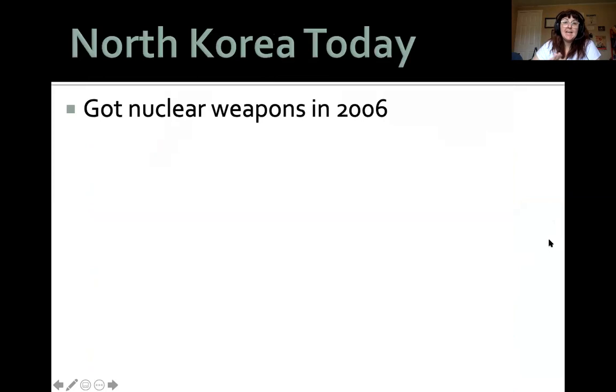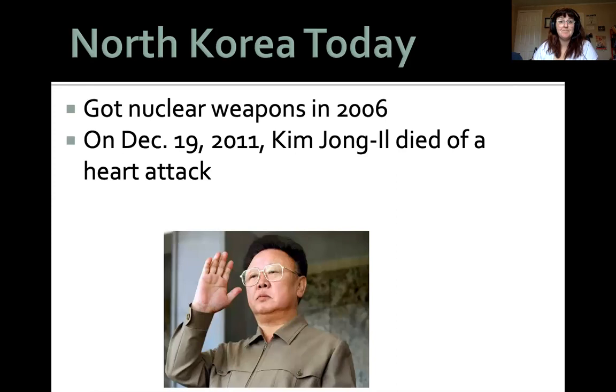North Korea today is one of the most cut off countries in the world. They actually got nuclear weapons in 2006, and they are one of the countries that we are most worried about actually using nuclear weapons on another country. And so that's a continuing fear, that North Korea will attack, especially the US, with nuclear weapons.